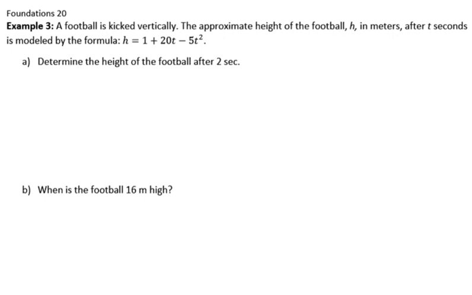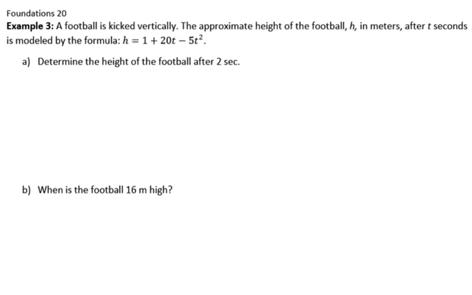Example 3. A football is kicked vertically. The approximate height of the football, h in meters, after t seconds is modeled by the formula h equals 1 plus 20t subtract 5t squared. You might recognize this question from before. We've done it already in this unit, but we solved it graphically, and I want us to go through how we can factor this and identify some of our answers that way.